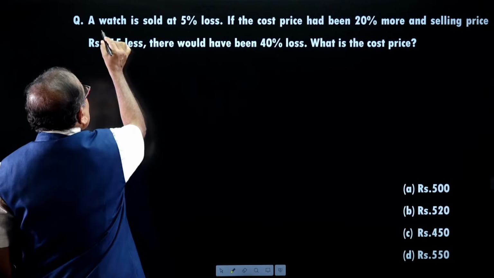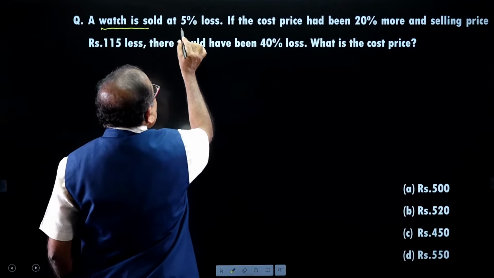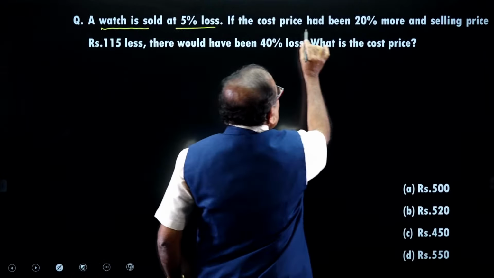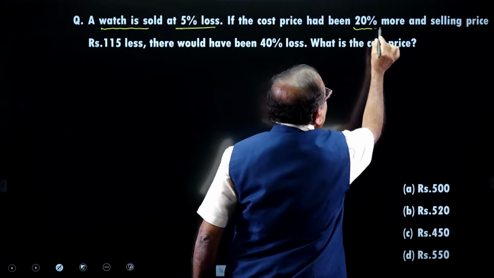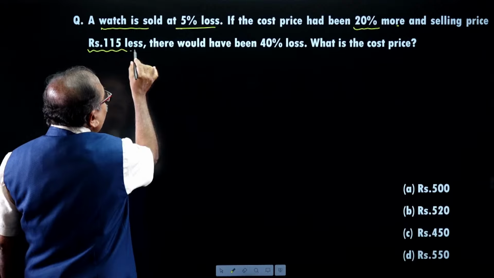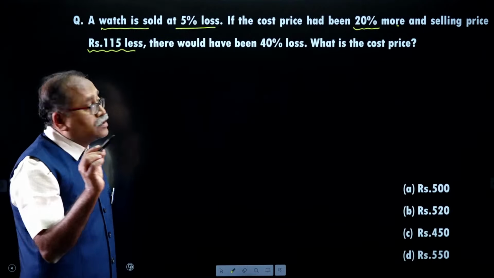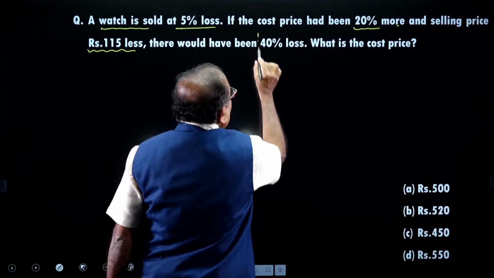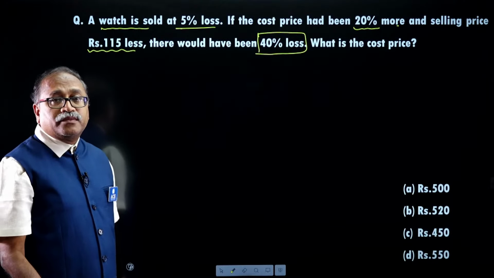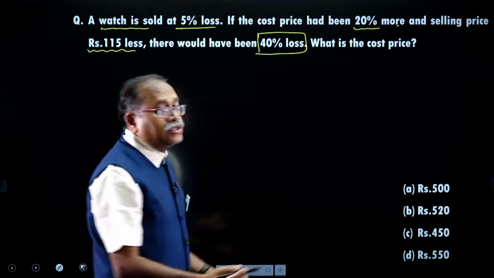Check this one. A watch is sold at 5% loss. Plain statement. If the cost price had been 20% more and the selling price is rupees 115 less, there would have been a profit of 40%. Now the question is, what's the cost price?